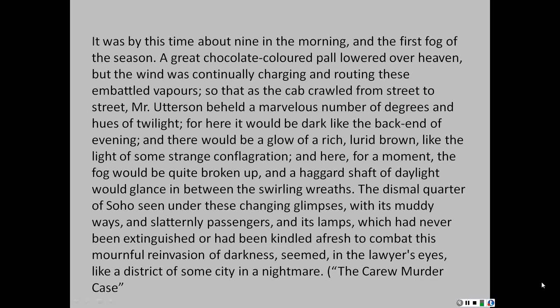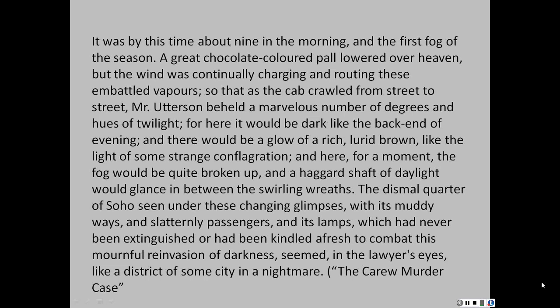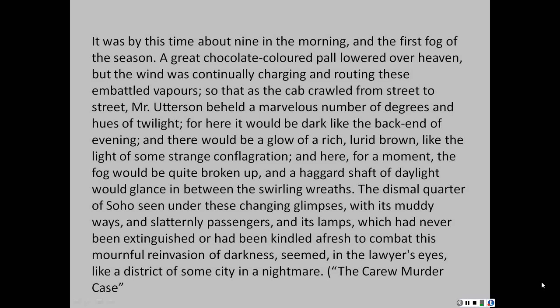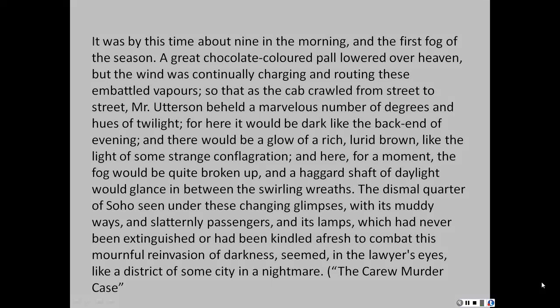The dismal quarter of Soho, seen under these changing glimpses, with its muddy ways and slatternly passengers, and its lamps, which had never been extinguished or had been kindled afresh to combat this mournful reinvasion of the darkness, seemed in the lawyer's eyes like a district of some city in a nightmare.